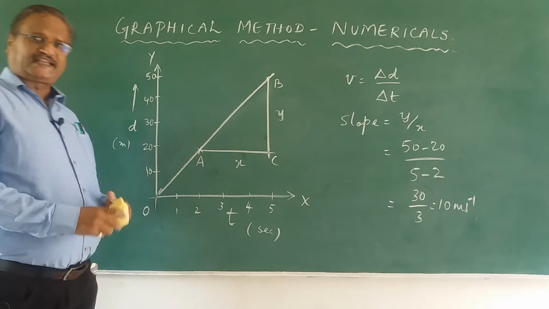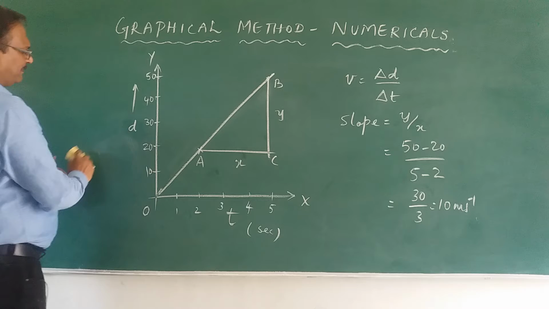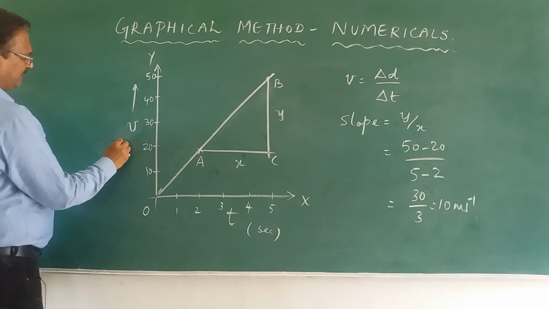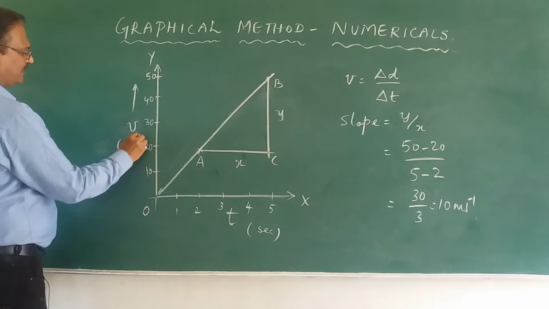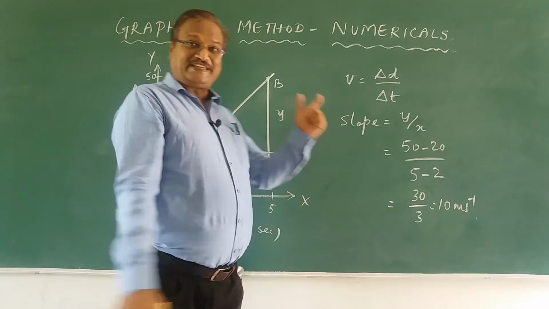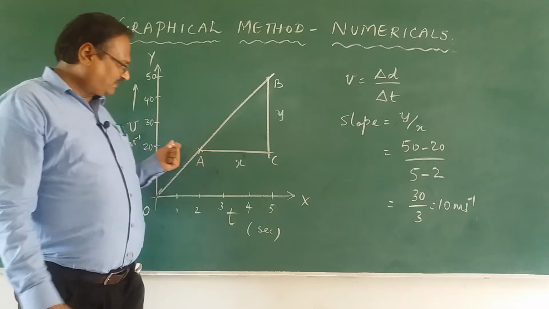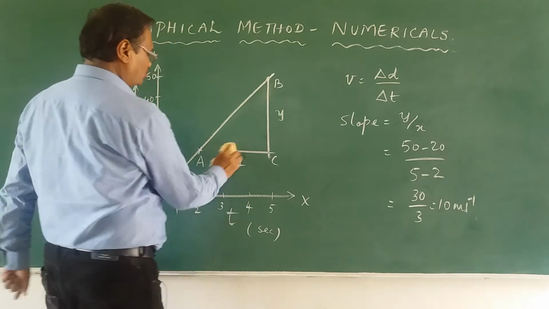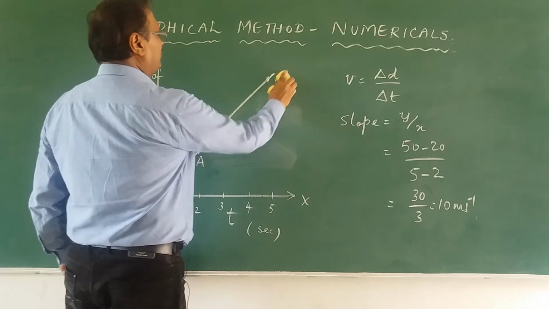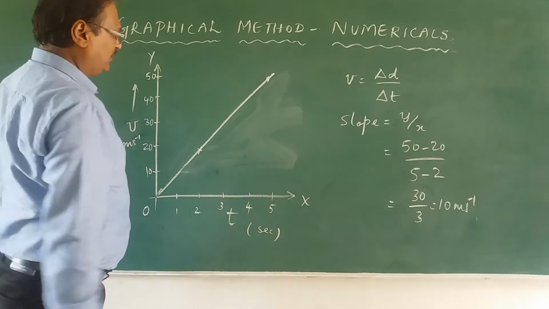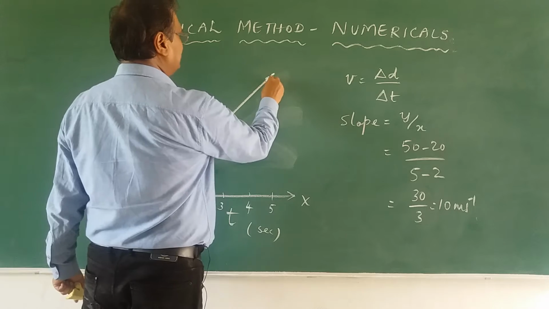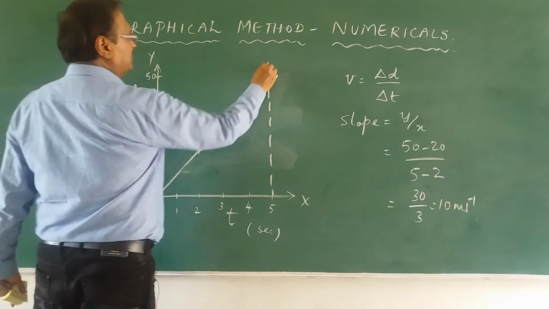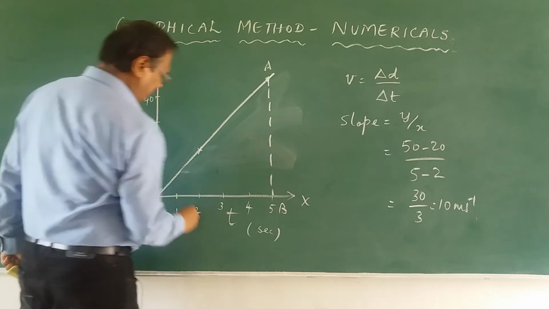Suppose I have a graph like this, but instead of distance it represents velocity in meter per second. Then what can we calculate from this? For the velocity time graph, it is the area under the graph, not the slope. Here we talk about the area under the graph. Let me take the maximum point and drop a perpendicular. This point is A and this point you call B, right?